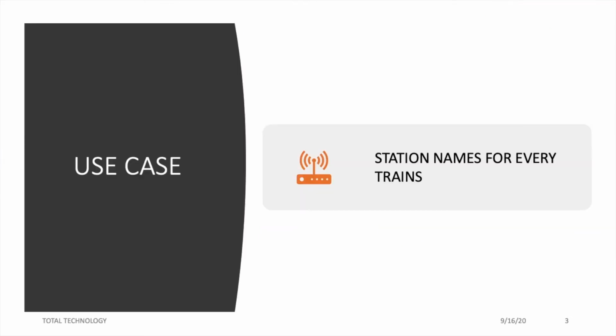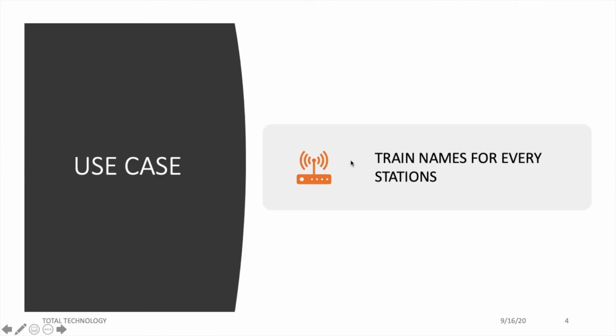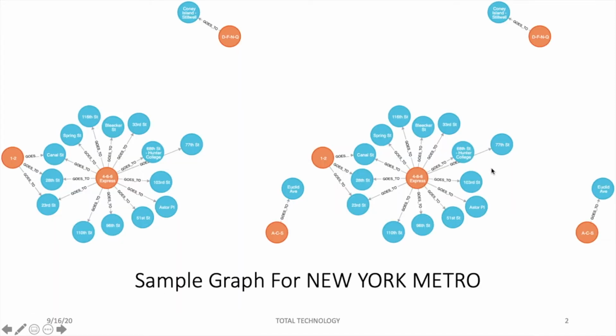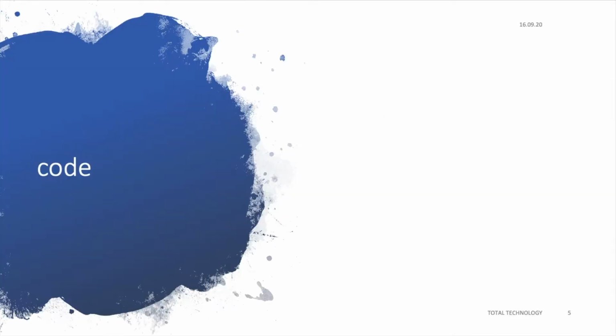Okay, so what is the first use case? Station names for every train. As you can see here, this train is connected to this many stations. So one column will be this train, and another column will be all the station names inside a list. That is one use case, how to extract that data. The next use case is the train name for every station, so it's vice versa. If you see here, this station is connected to this train and this train. So one column will be this station and another column will be these two train names inside a list. Same thing, vice versa. Without wasting further time, let's go ahead and start writing the code.